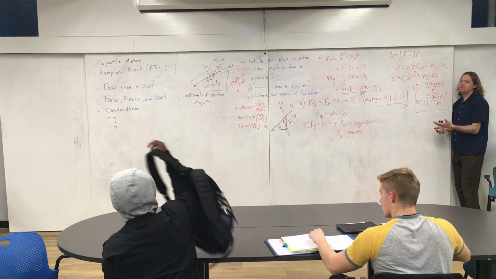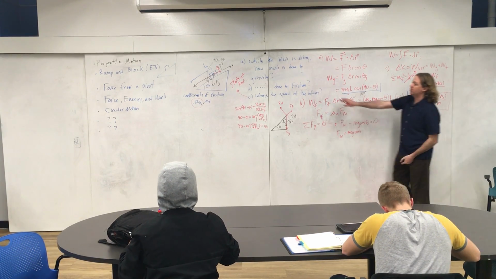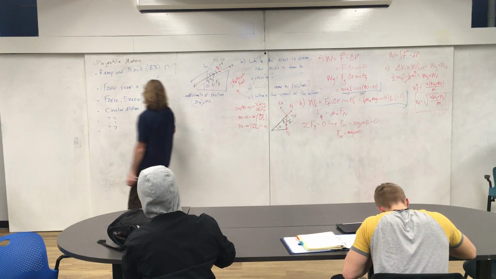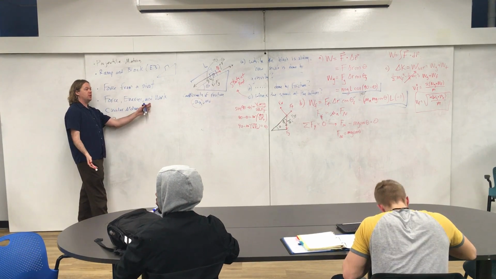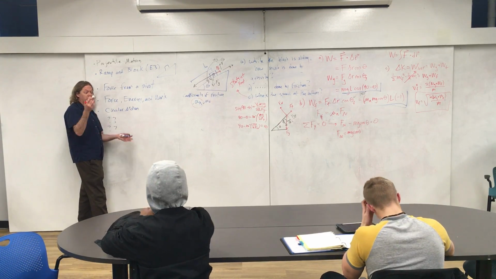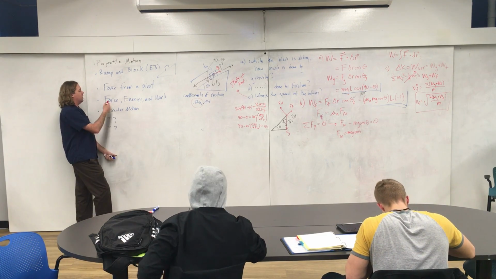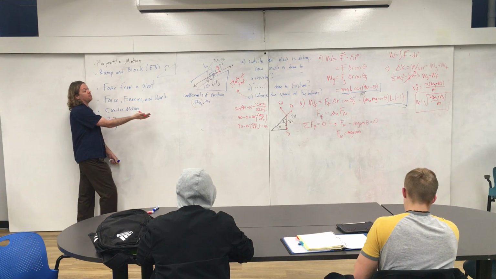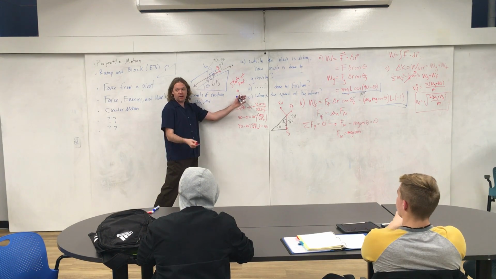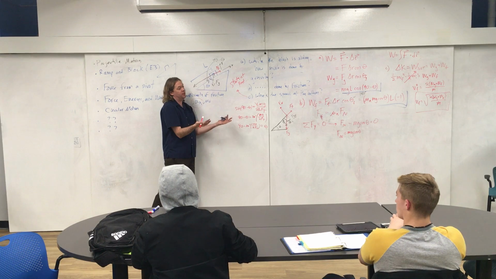Most of these will basically be set up this way. No matter what the physical situation is, it'll be like find the work due to some forces. The forces might include gravity, friction, could be springs, could be anything really, and usually it includes some kind of motion. What's the speed at the bottom? Is the most reasonable thing that I can ask.